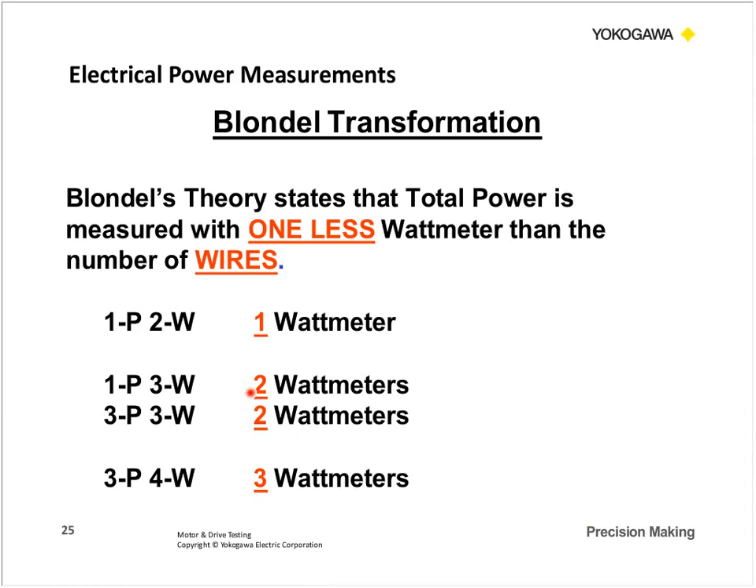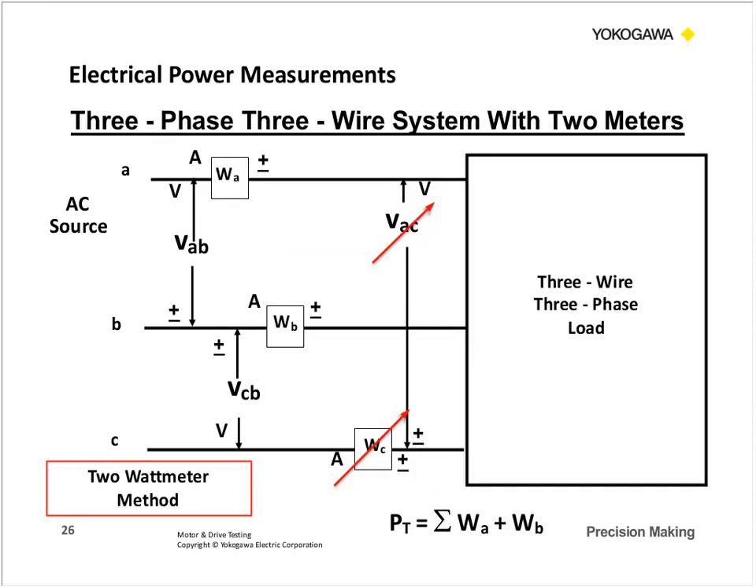And for split-phase at home, single-phase, three-wire, we should use a 2 wattmeter method. Just like the three-phase, three-wire, use 2 wattmeters. Then for three-phase, four-wire, we're going to use 3 wattmeters, measuring all 3 phases of voltage and current. So we have a load, which could be our motor, a three-phase, three-wire load. Blondel says I need the 2 wattmeter method. We measure the phase current and the line-to-line voltage, and we don't need the third one. Total power is the sum of wattmeter A plus wattmeter B.